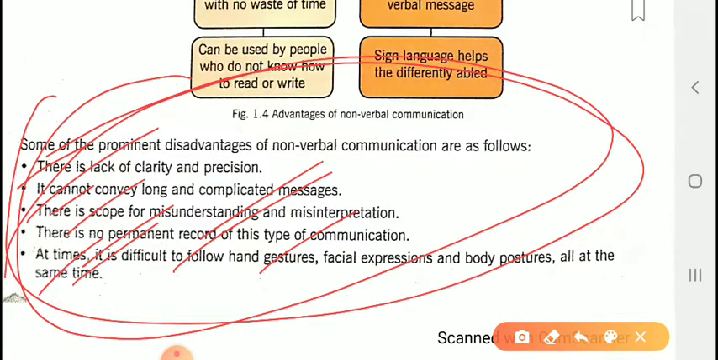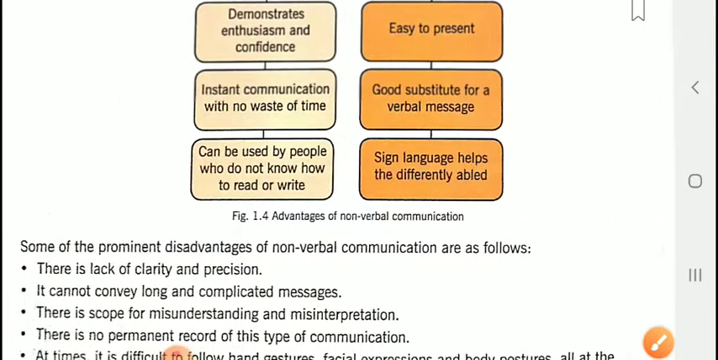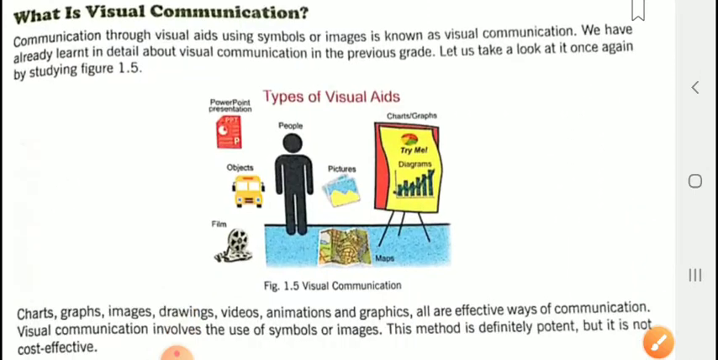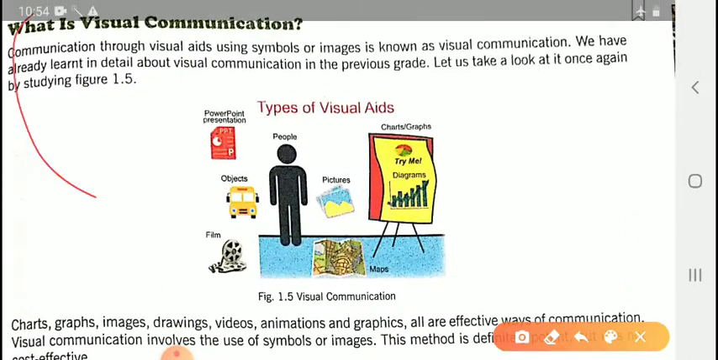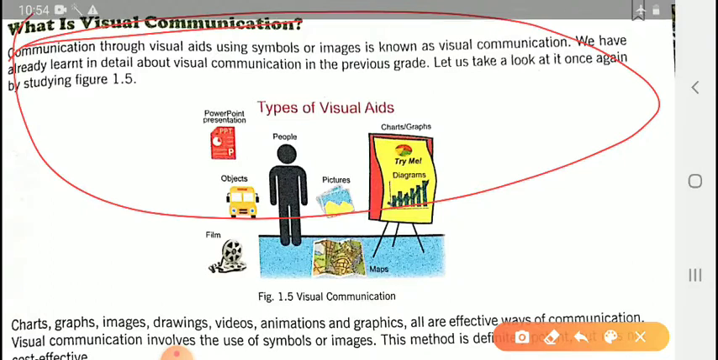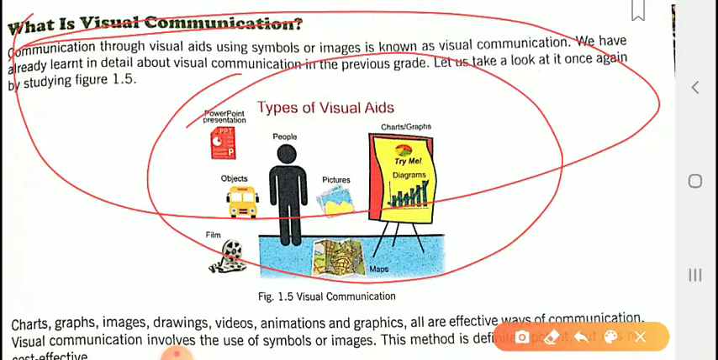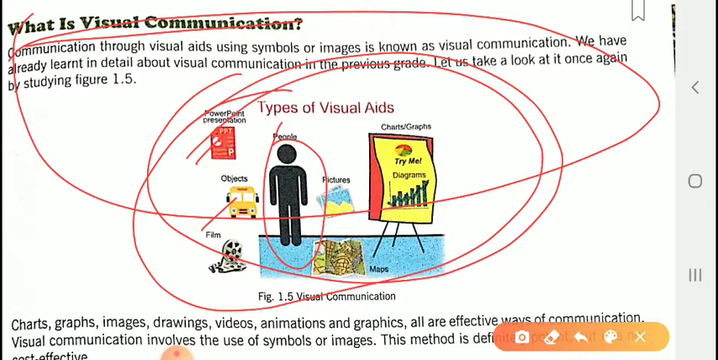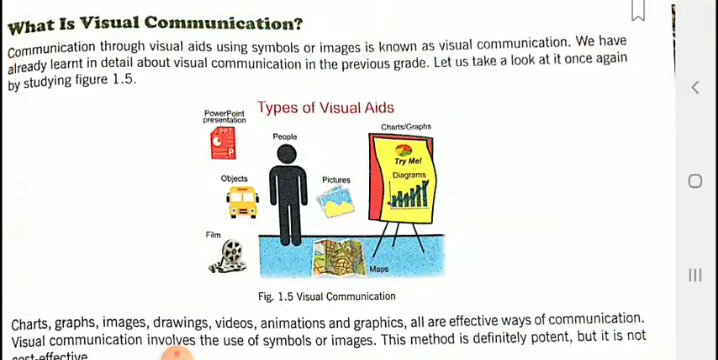You have to understand it and go through the chapters thoroughly. Okay. Next, what is visual communication? Visual communication means how we can understand by seeing something and communicate with other persons. First thing, objects and people. In this figure all things are clearly shown. Okay, what are pictures, then films, maps, charts, graphs? We have to understand all these things.